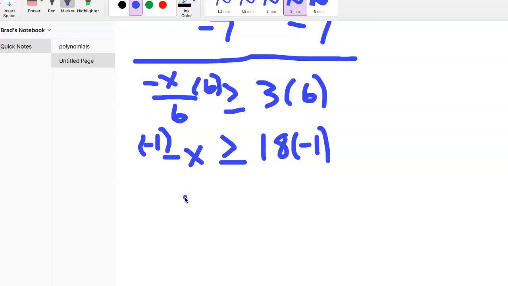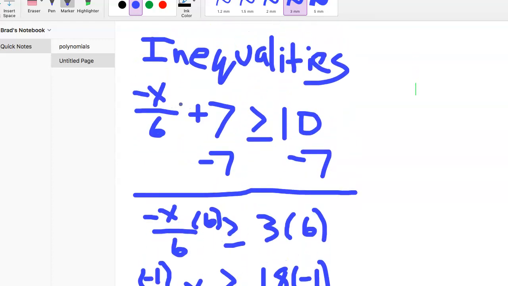Okay, so now we have x, and then we've got to flip this sign, right? It was greater than or equal to, but because we multiplied by a negative, now it's going to be less than or equal to, and 18 times -1 is -18, and there's our answer. X is less than or equal to -18. Okay, so it makes you do a bunch of things, but none of them are really difficult math, right? You're not having to crunch a bunch of numbers, just remember all the steps. But it can be a lot, so let's do another one.